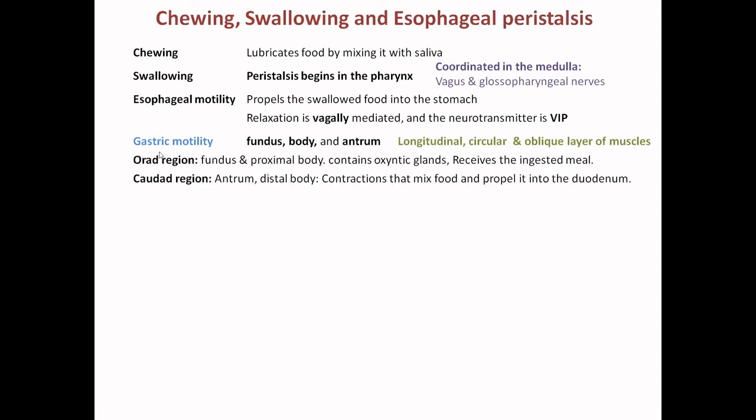So the orad region, which I have already discussed, includes the fundus and the proximal body. They contain the oxyntic glands, and it receives the ingested meal. The caudad region contains the antrum and the distal body. Contraction there mixes the food and propels it into the duodenum, and because of this, digestion takes place, and the food is further fragmented into smaller pieces.